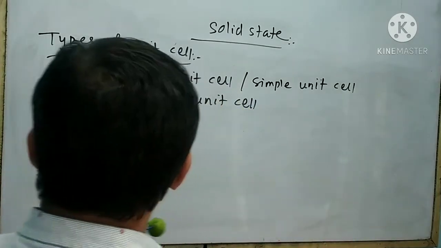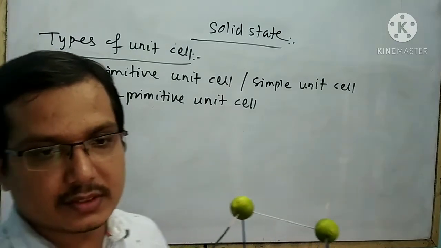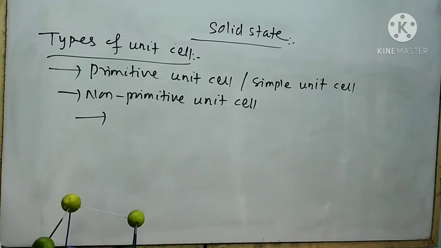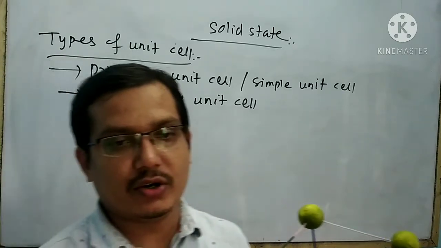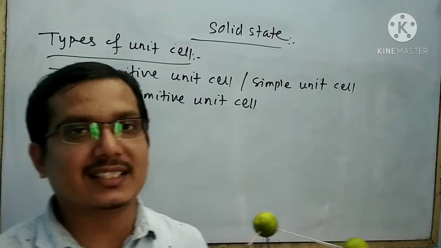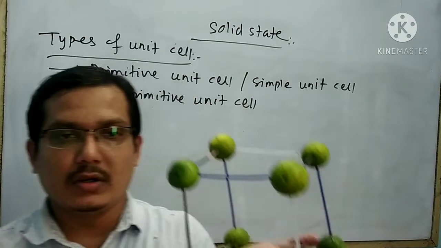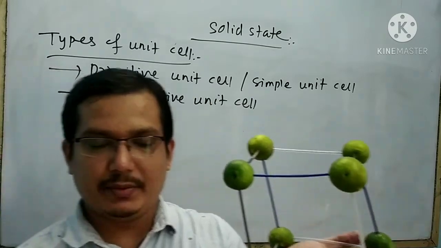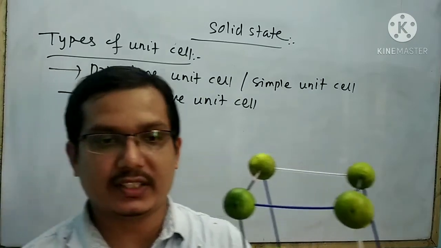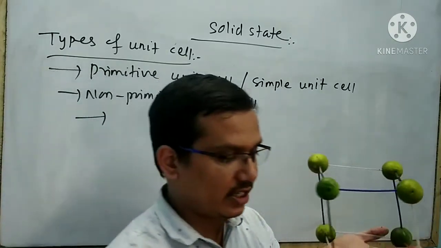The non-primitive unit cells are classified into different types. One is your face centered cubic, second is your body centered cubic, third is your end centered cubic, and another is your edge centered cubic. Next I will explain what is a primitive unit cell and what are the different types of non-primitive unit cell, that is your face centered, body centered, end centered, edge centered.